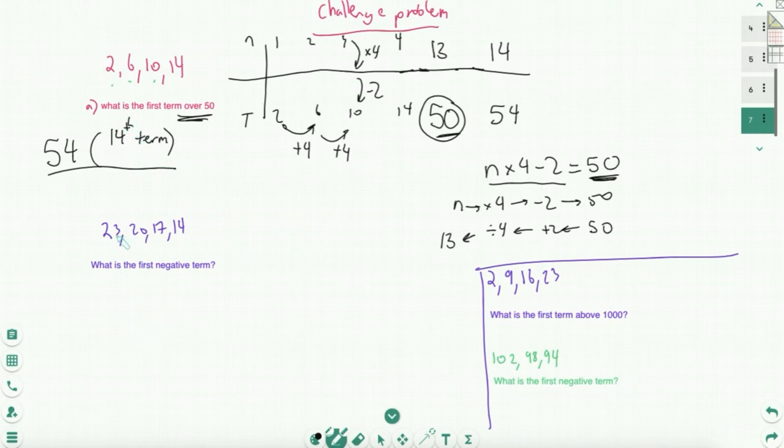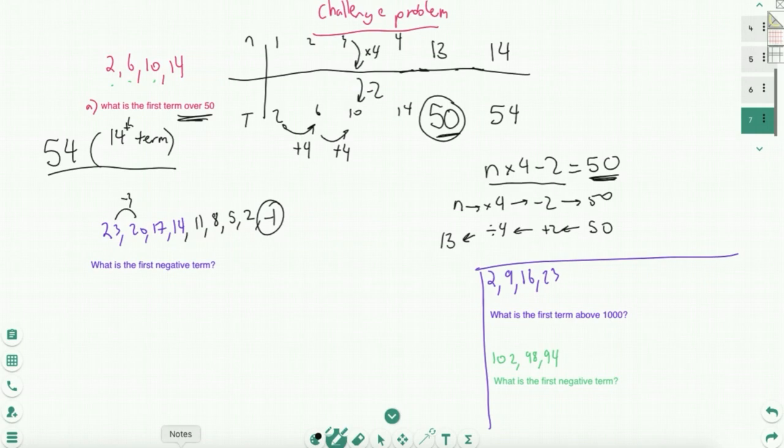So something very similar for the next question. 23, 20, 17, 14. What is the first negative term? Well, one way is we notice that we're going backwards by 3 every time. So we can keep going backwards by 3 until we become a negative number, which won't take too long in this case. The first negative term is -1. That would be our answer.